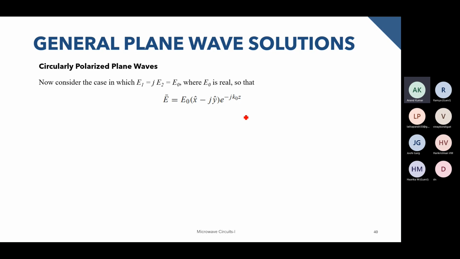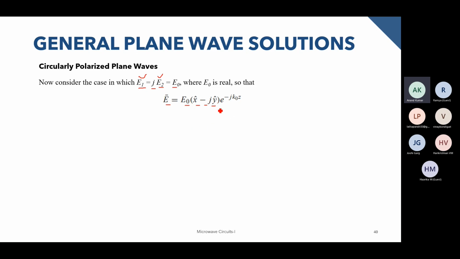Now, consider a case where E1 is equal to E0 and E2 is equal to J times E0, which is equal to E naught. So essentially, we are saying that one component is real and the other is complex, and the final total electric field can be defined as E naught times x minus J y. So in this case, we'll have a phase difference between the x component and the y component.